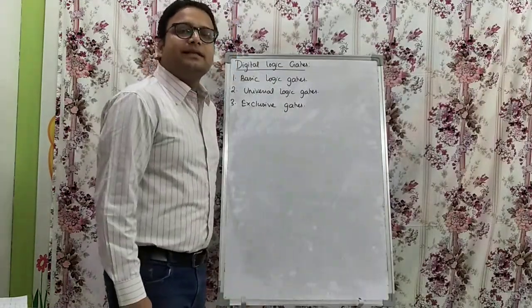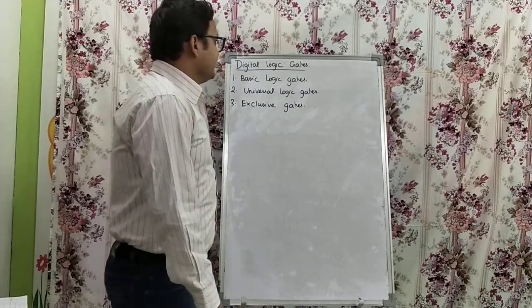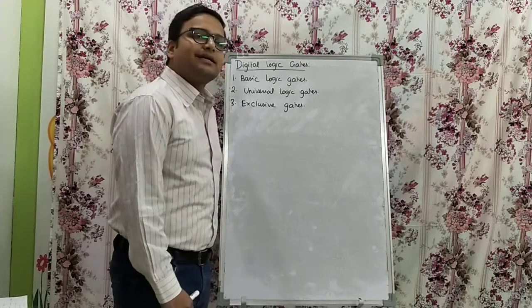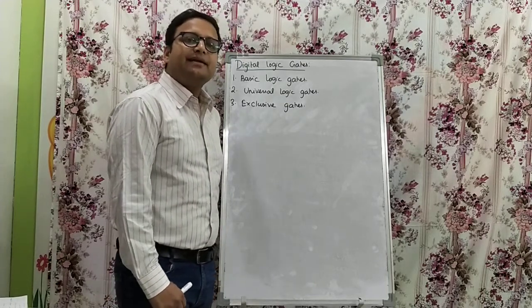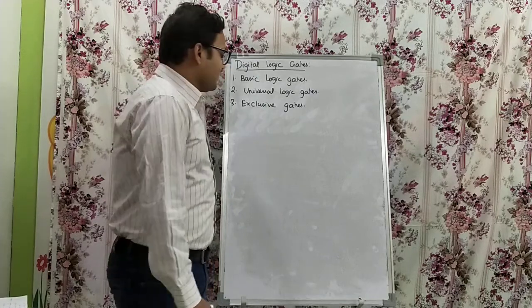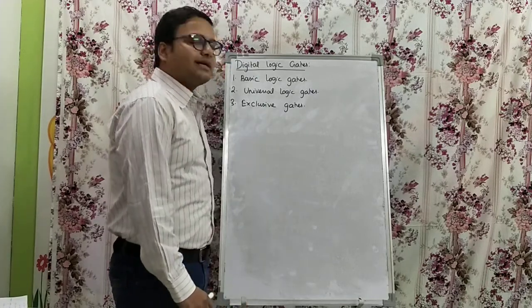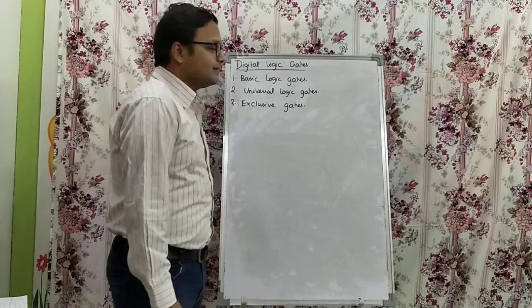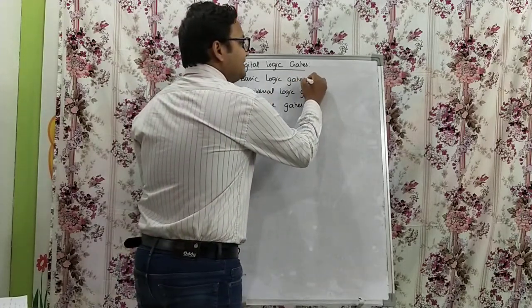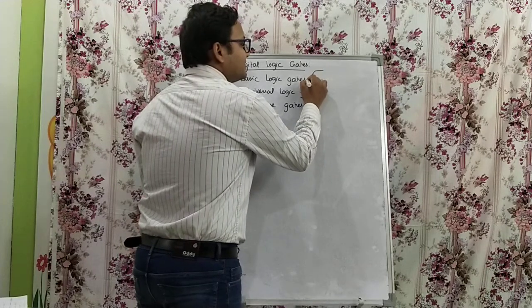Hello all. In this session we are going to see digital logic gates. These are the basic fundamental building blocks for designing any type of digital circuits. Basically these are classified into three categories. First one is basic logic gates. Under basic logic gates there are three basic logic gates.